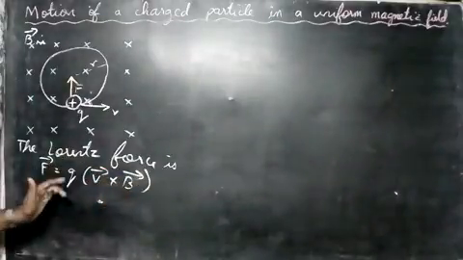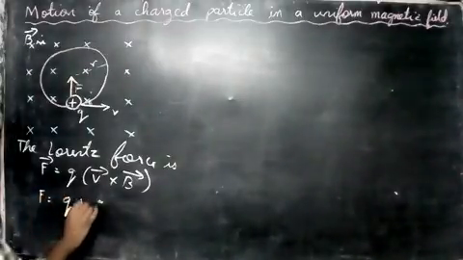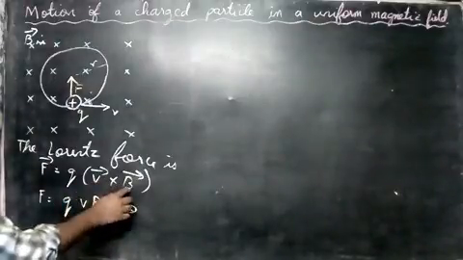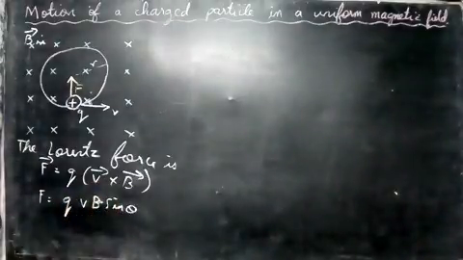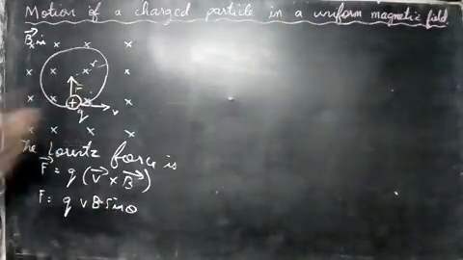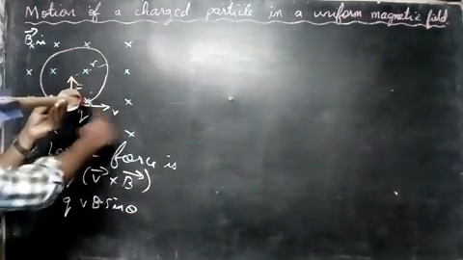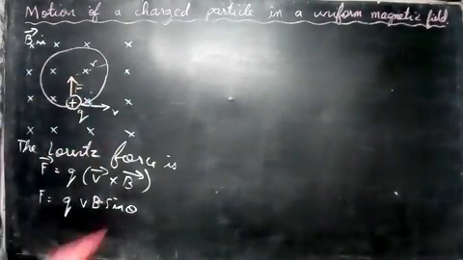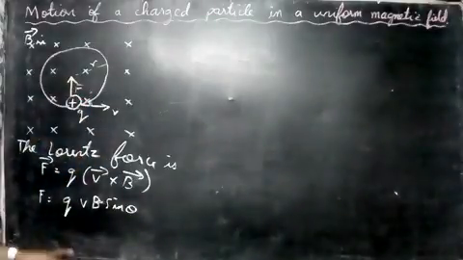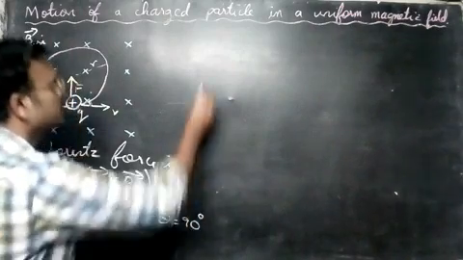Now we expand this. We have F equals QVB sine theta, using the formula A vector cross B vector equals AB sine theta. Now, what's the angle between the velocity and the magnetic field? You can see that they are perpendicular. The magnetic field goes into the board and the velocity is in this direction, so they are at right angles, that is 90 degrees. So theta equals 90 degrees here.